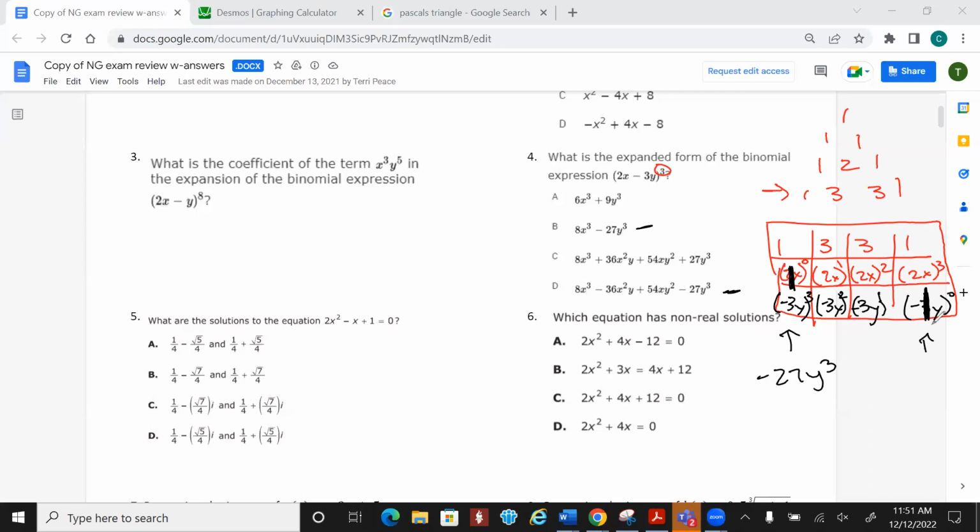Okay. Looking at our last column, when I multiply that out, what's 2 to the third? 8. And then we got x cubed, right? So which one has an 8x cubed and a negative 27y cubed? Again, it's B or D, right? If we actually multiply these columns out, they're not going to be 0, right? They have a number. So it's not going to be B. So it's going to be D.